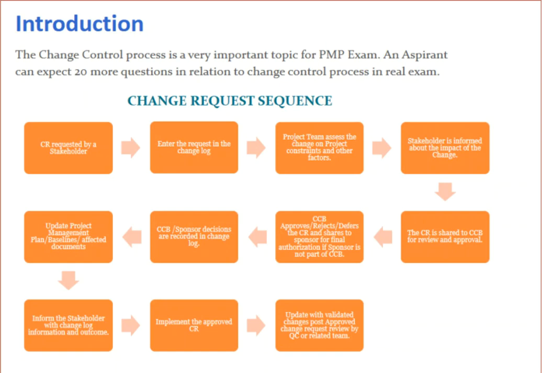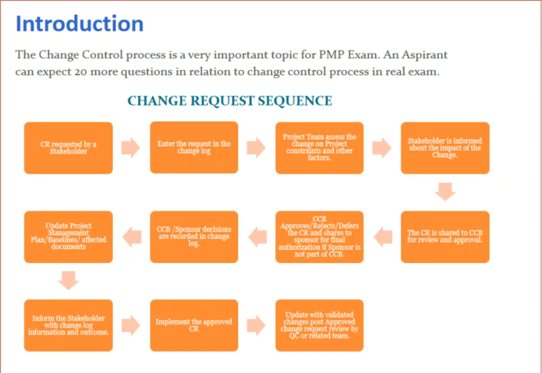So the change control board approves, rejects, or defers the CR and shares to the sponsor for final authorization if sponsor is not part of CCB. Sometimes if the sponsor is part of CCB, then he does not have to share this to sponsor for final approval. In most of the cases, sponsor is also part of CCB. Then the CCB or sponsor decisions are recorded in the change log. So everything is actually captured in the change log.